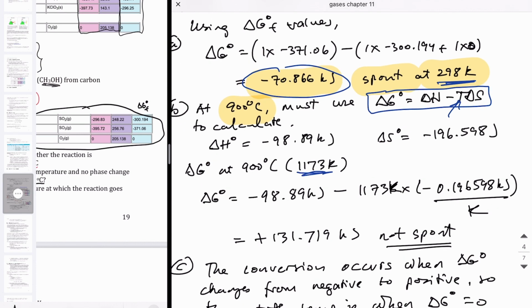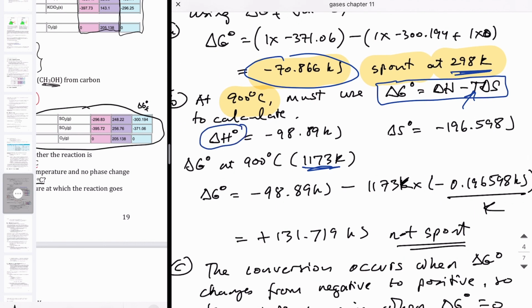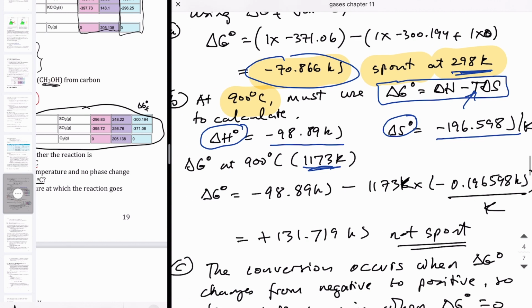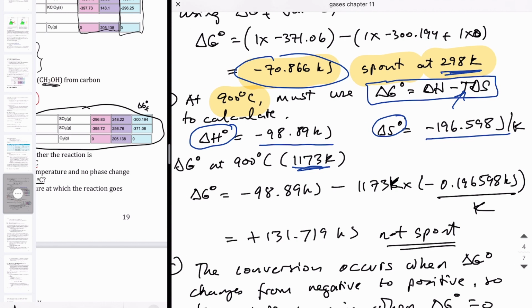So for this, I'm going to have to go back to my thermodynamic table and find the delta H standard. I can use the formula of formation enthalpy, which is products minus reactants, to calculate it. And when I calculated it, I get negative 98.89 kilojoules. For the delta S standard, I can use my molar entropy values again from that thermodynamic table, and I found that the number is negative 196.598 joules per Kelvin. Okay, so remember that that's the unit of entropy.